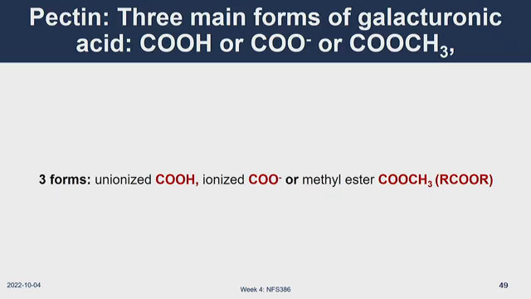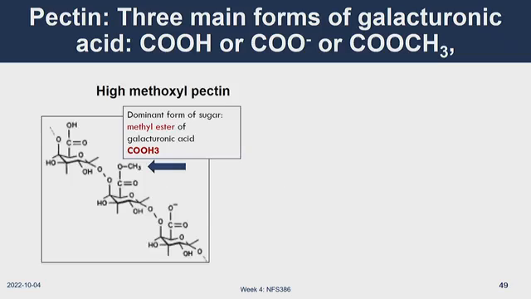So it has three forms, and these three forms lead to what we call high or low methoxyl pectin. When we have a dominant unit where galacturonic acid is a methyl ester, containing COOCH3, we call it high methoxyl pectin. So it has mainly the unit containing COOCH3.